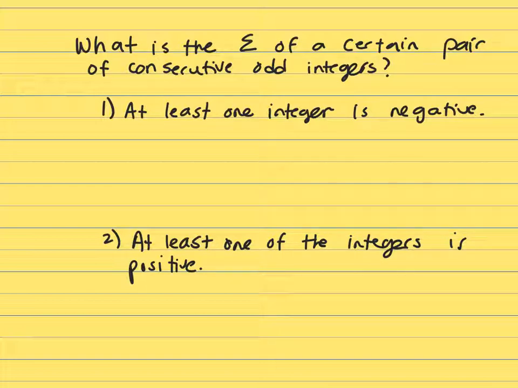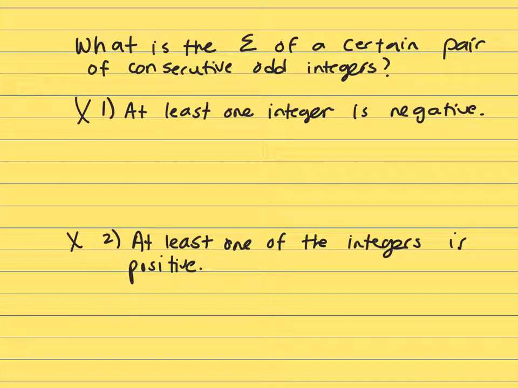Well, that doesn't tell me anything because they both might be negative, or one might be negative and one might be positive. So that one doesn't work by itself. 2, at least one of the integers is positive. Well, that doesn't work either for the very same reason. But if you put them both together, at least one integer is negative.